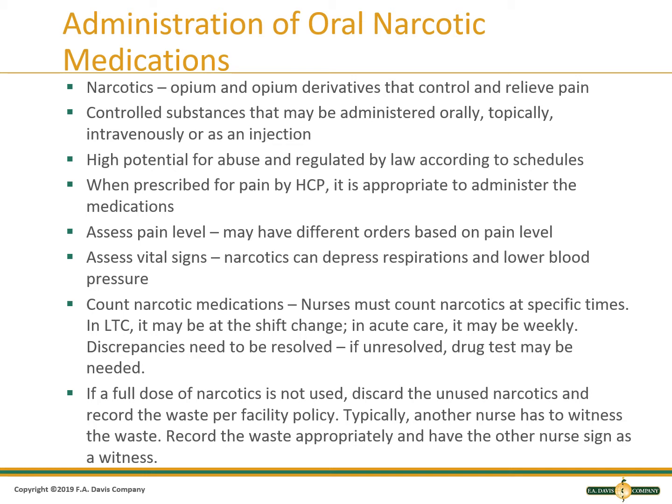Assess the patient's pain level. They may have different orders based on pain level. For example, the provider may have ordered a less potent medication for pain level from 4 to 6 than from 7 to 10. Assess the vital signs. Narcotics can depress the respirations and lower blood pressure.